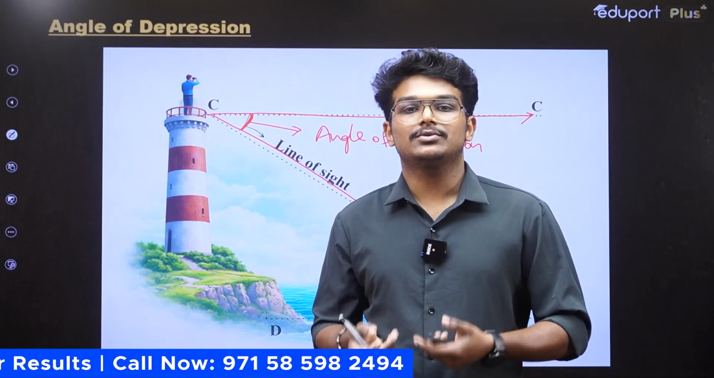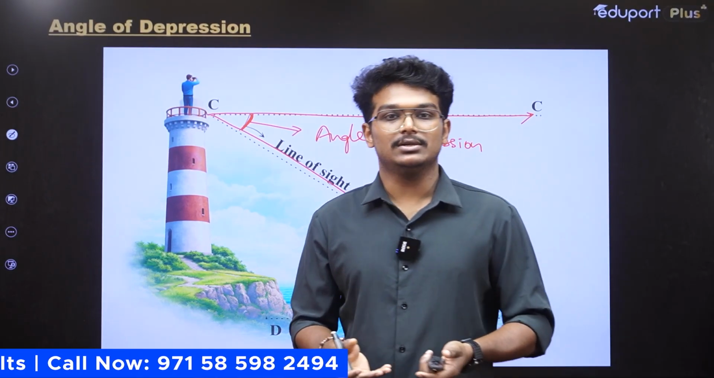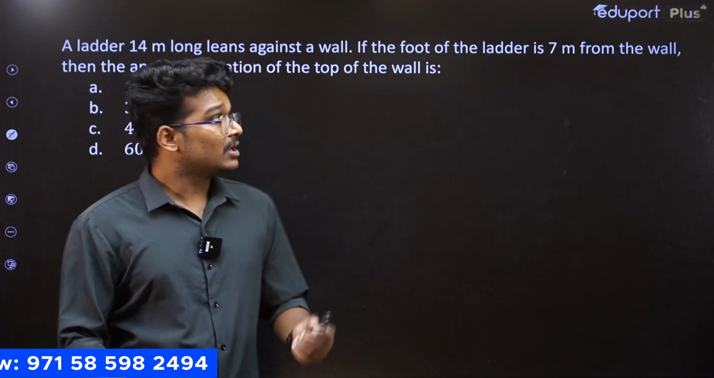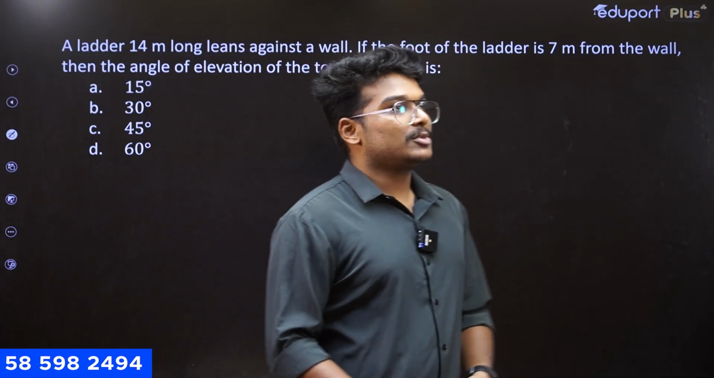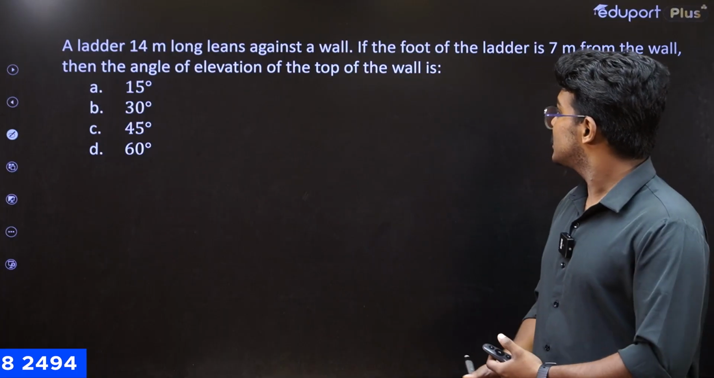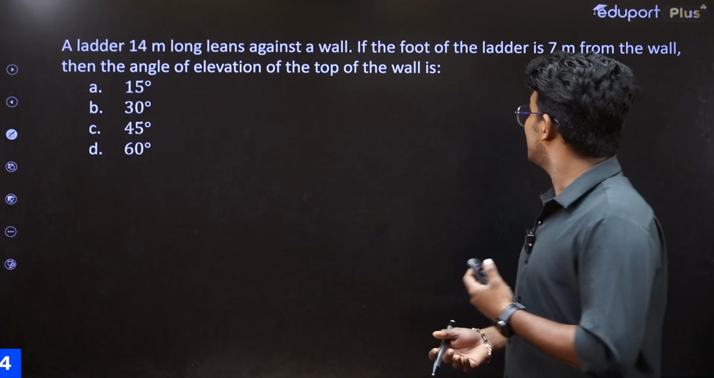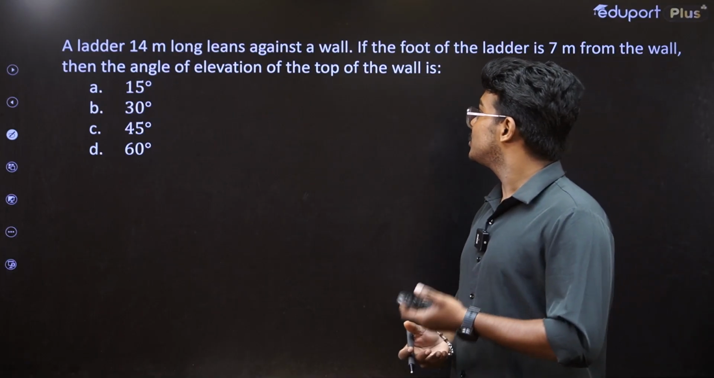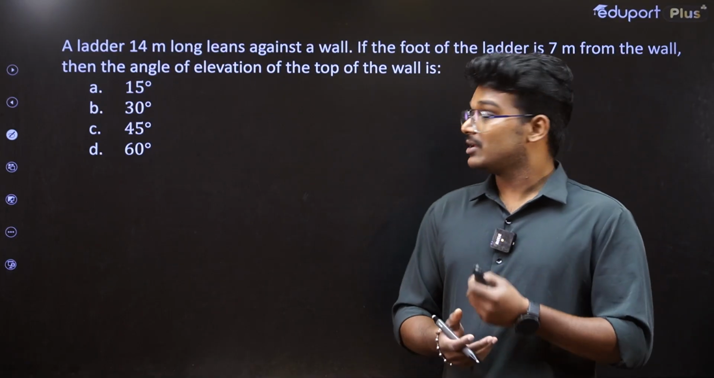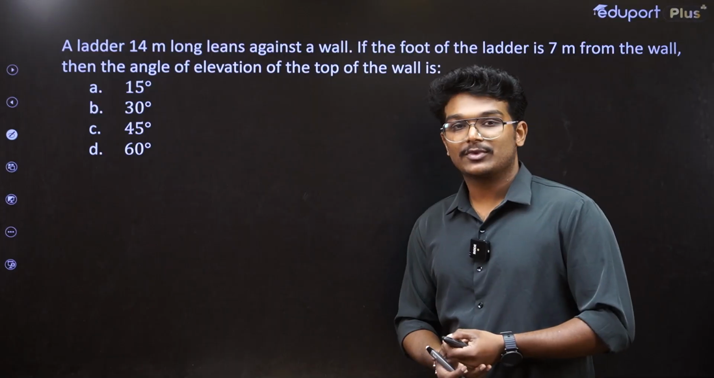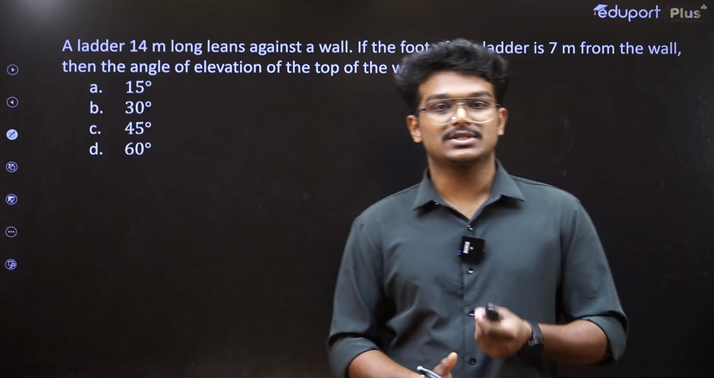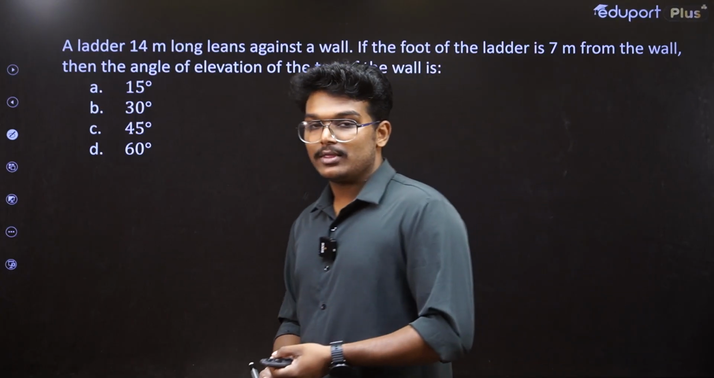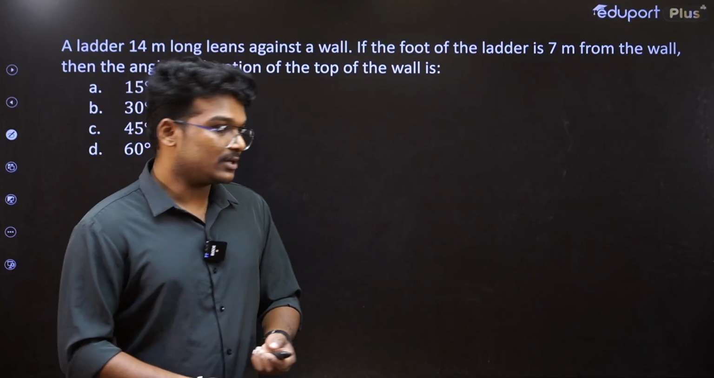Now we are going to solve a lot of questions here. Let's go to the problems. So the first question is, a ladder 14 meters long leans against a wall. If the foot of the ladder is 7 meters from the wall, then the angle of elevation of the top of the wall is: option A 15 degree, option B 30 degree, option C 45 degree and option D 60 degree. Now we are going to draw a figure here.